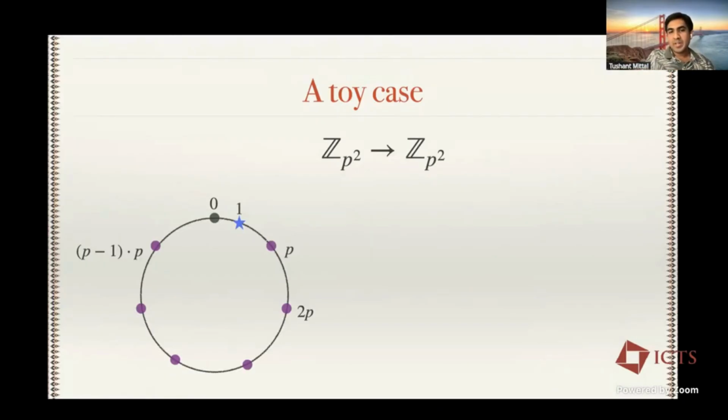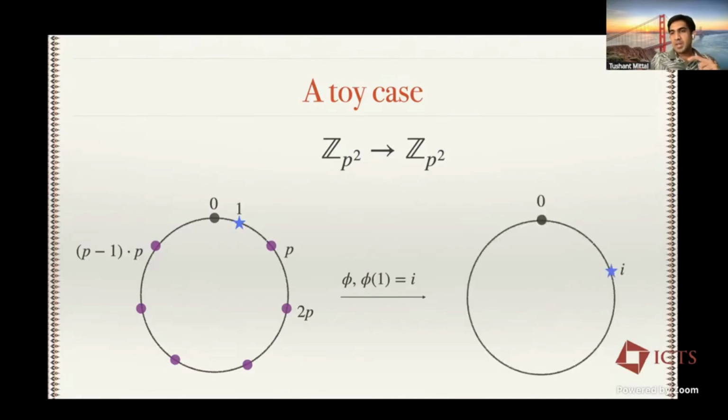Now, any true homomorphism, what does it do? Well, it has the freedom to map 1 to any element. And then correspondingly, every other element is just multiplied by the same element. So 1 maps to I, and every element x maps to I times x modulo p². But what this forces is that any multiple of p is always mapped to a multiple of p. So here, all these purple points will always be mapped to purple points. That's how a true homomorphism would behave.